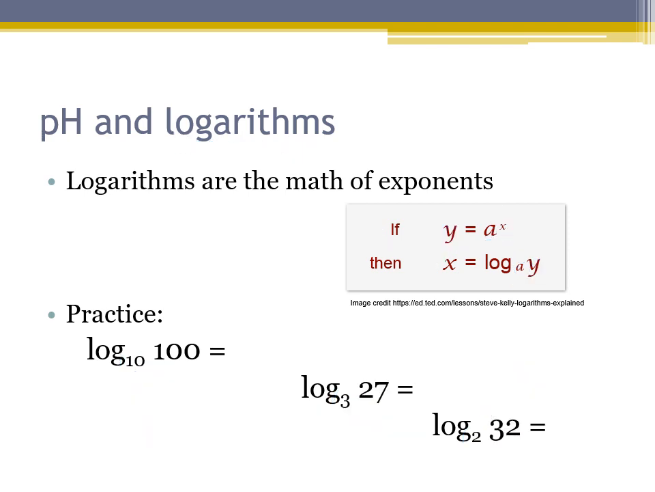You try these ones. Answers are 2, because we know that 10 squared is equal to 100, and so that exponent is a 2.